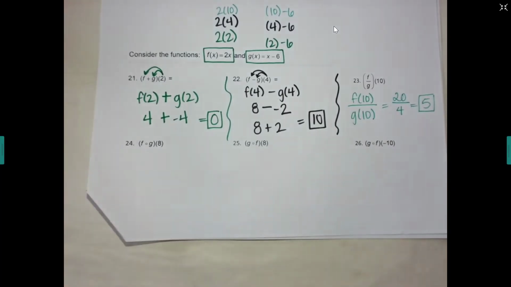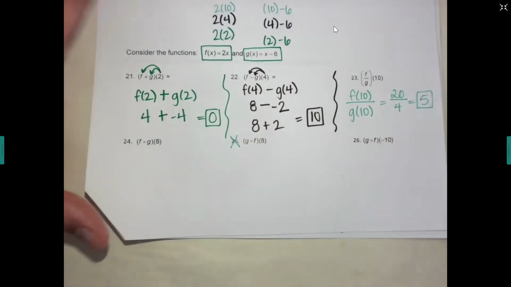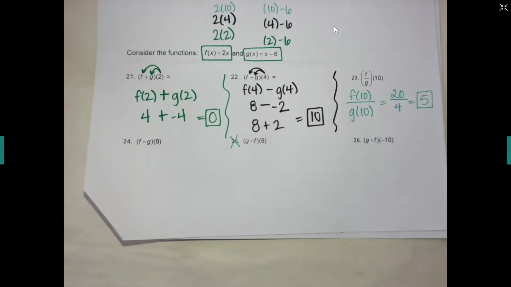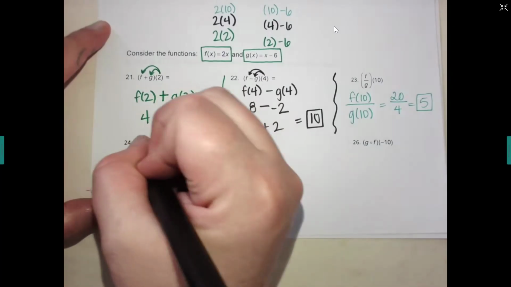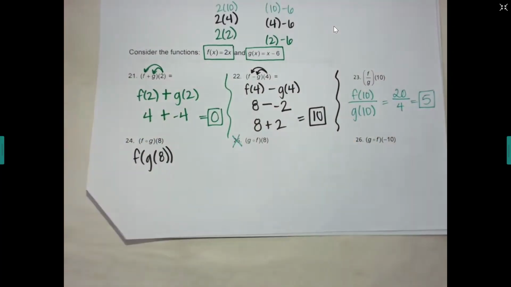All right, let's do maybe 2 off the bottom row. Let's just do 24 and 26. We'll skip 25. Okay, for 24, it's f composition g. Then you're going to do f of g of 8. And remember, you start with the closest letter, which is which one in this case? F or G? G. And I'm going to plug in what number?